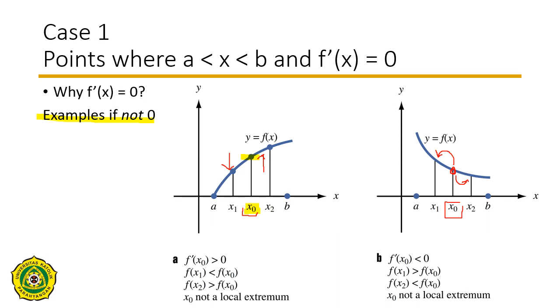Which means that again, this point cannot be a local minimum or local maximum, because there is something higher than that and there is something lower than that just after that point. So it cannot be a local extremum. Okay, so we can see that if the gradient at a particular point does not equal 0, then that point cannot be a local extremum.